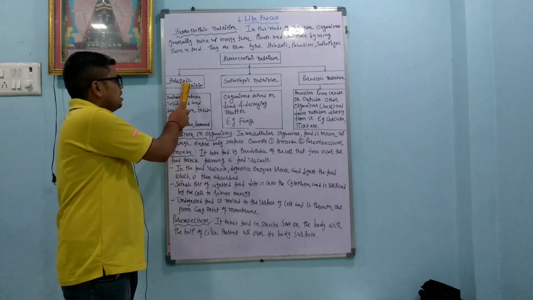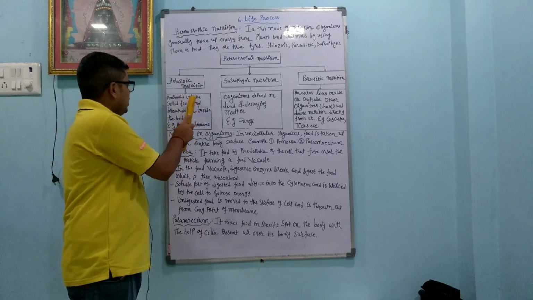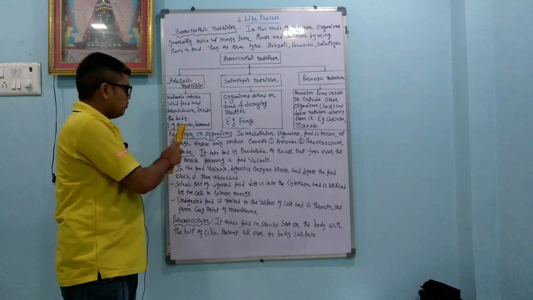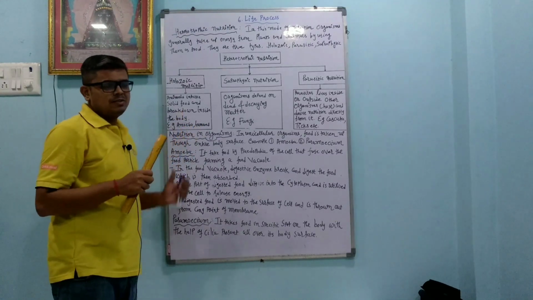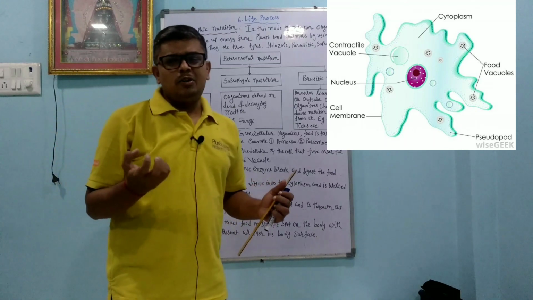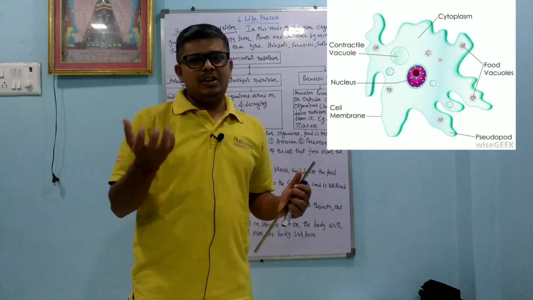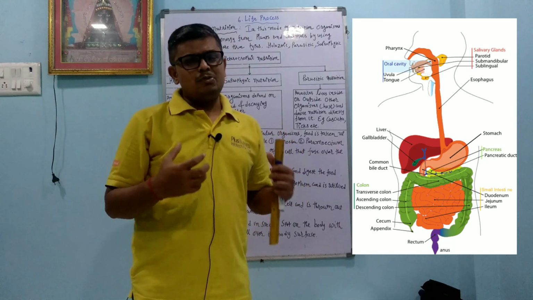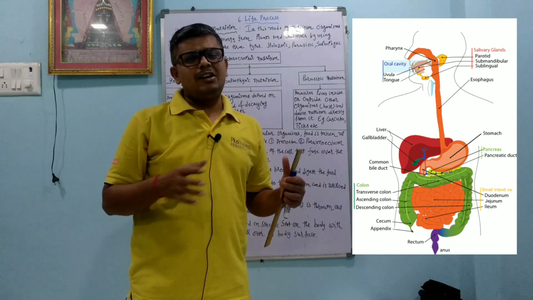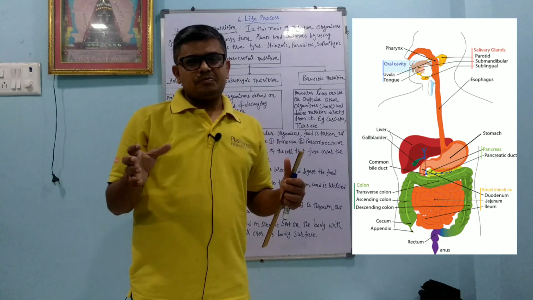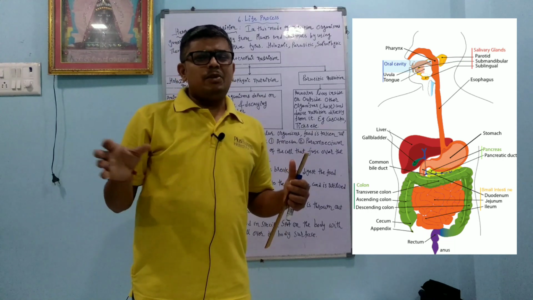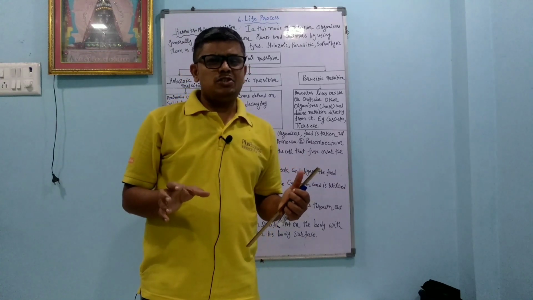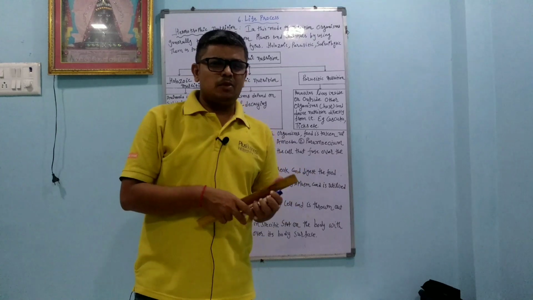First we will see holozoic nutrition. Animals take in solid food and break it down inside the body; that is called the holozoic mode of nutrition. Amoeba and humans are examples of that. They take the food, after that the digestion process starts, nutrients are separated, and at last the excretory material is thrown out of the body. That is called the holozoic mode of nutrition. Amoeba and humans are the example of that.